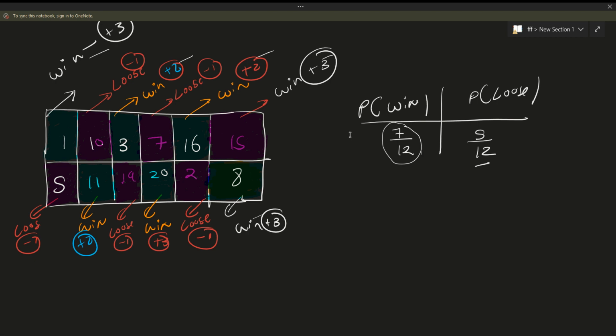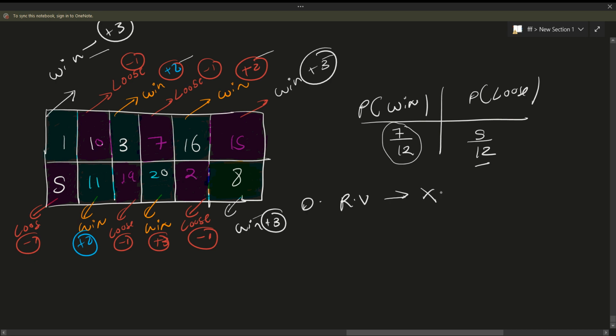More specifically, we'll be dealing with discrete random variables and finding the expectation value. Let's suppose my discrete random variable is x. So what can x be? X can be, sorry, 1, 2, and 3.